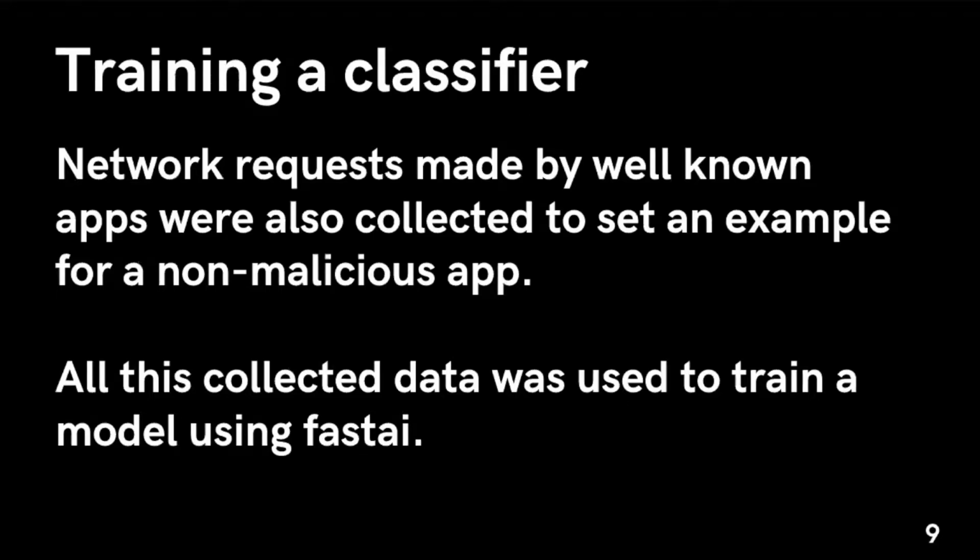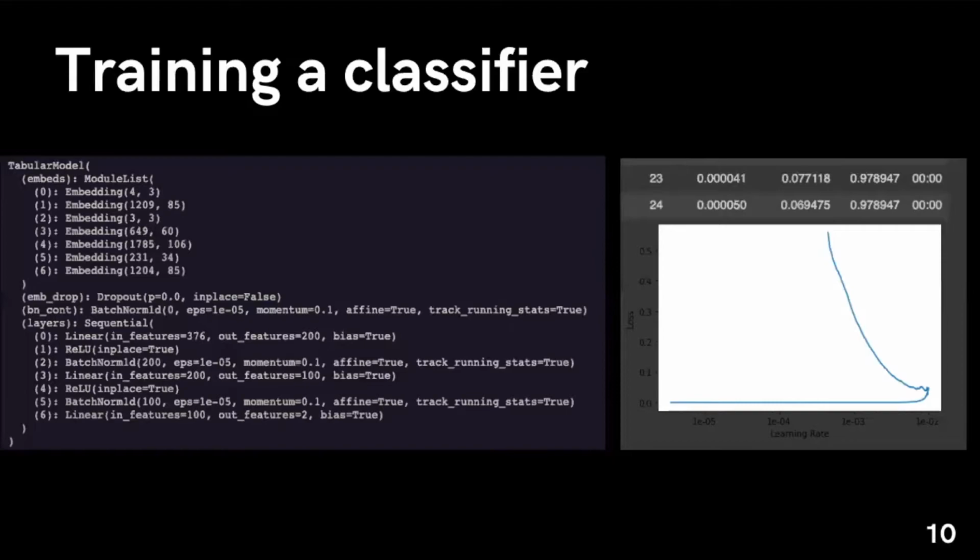Training a classifier. All this collected data was fed into a fastai tabular data learner. For my deep learning segment, I made use of fastai, a library built on top of PyTorch, which provides very easy access to state of the art results very quickly. After running about 25 epochs, I ended up with 97.8% accuracy and a validation loss of 6%.